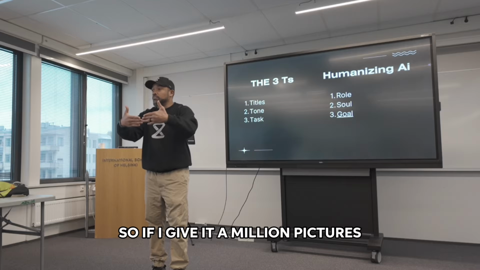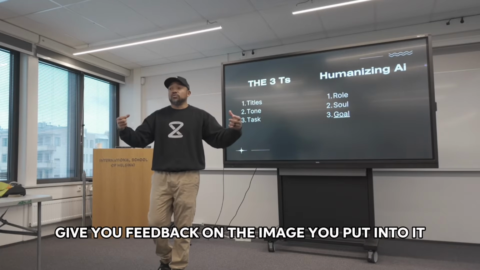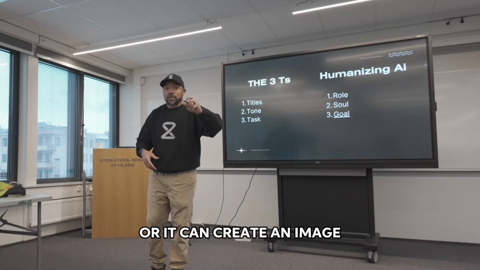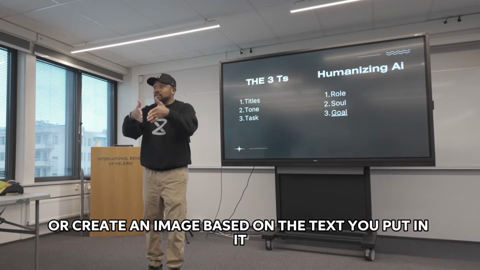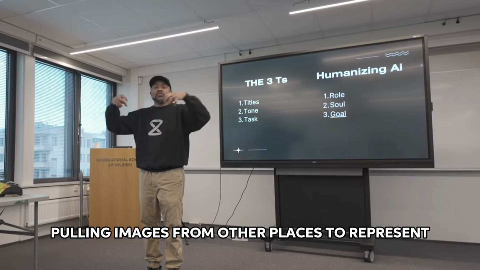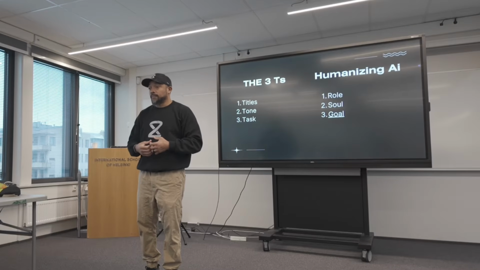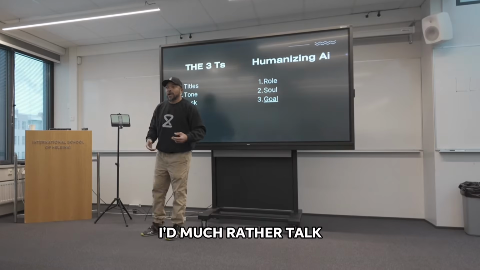So if I give it 1,000,000 pictures, it's translating it differently. So now it can give you feedback on the image you put into it, or it can create an image based on the text you put in it, pulling images from other places to represent the text that you were trying to explain. But text is boring and it's simple. I'd much rather talk.